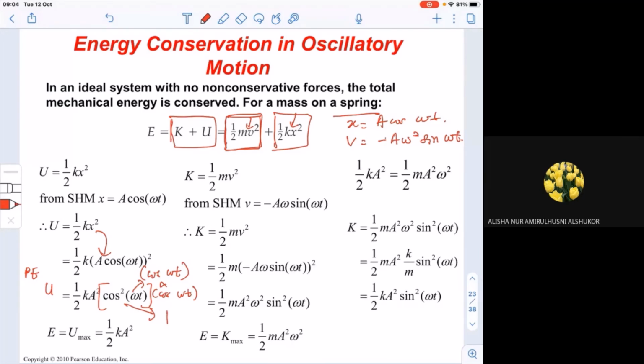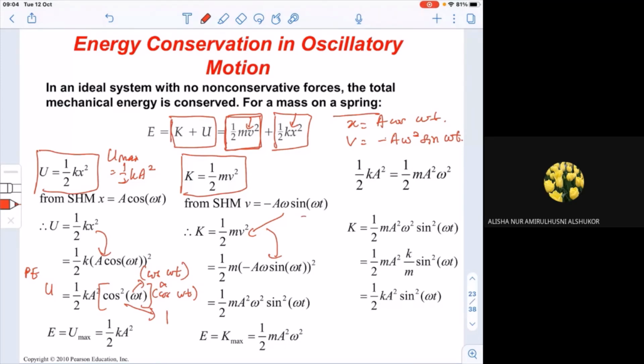The kinetic energy is half mv square. For the potential energy, U is half kx square, then U max you will get half kA square. This one is the kinetic energy, half mv square, that we will look at further later. So the v is negative A omega sine omega t, so you need to put it here, then it becomes negative A omega sine omega t.